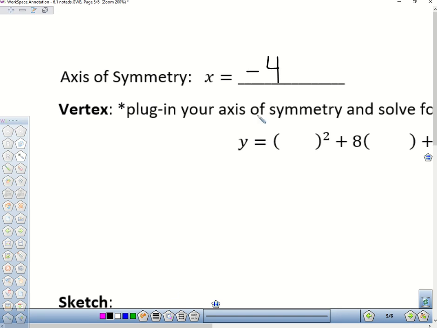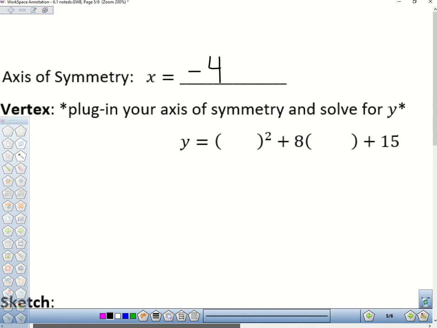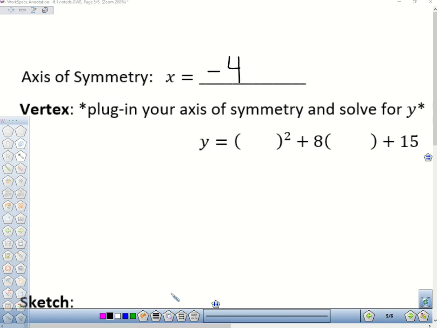Okay. So then, the next step to find the vertex is to plug your axis of symmetry into the original equation. So our original equation was y equals x squared plus 8x plus 15. What did we do here with this equation? Why is it blank? What are we replacing? All of the x values. We're replacing it with our axis of symmetry that we just found. So that's why we removed all the x's. So our axis of symmetry is negative 4. So I'm going to take out the x's in my original equation, and I'm going to replace those with negative 4.